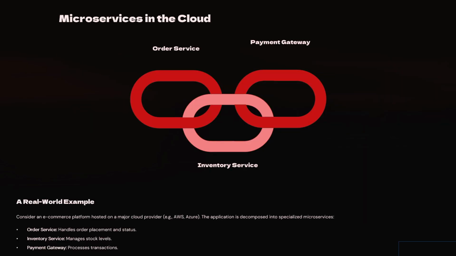So for microservices in the cloud, there are three types of them. The first one is the order service, the payment gateway, and also the inventory service. It's just an explanation and an example of real-world things. Consider an e-commerce platform hosted on a major cloud provider, for example AWS, Azure, and Hostinger. The application is decomposed into specialized microservices. The order service handles order placement and status. The inventory service manages stock levels. And the last one, the payment gateway, processes transactions.